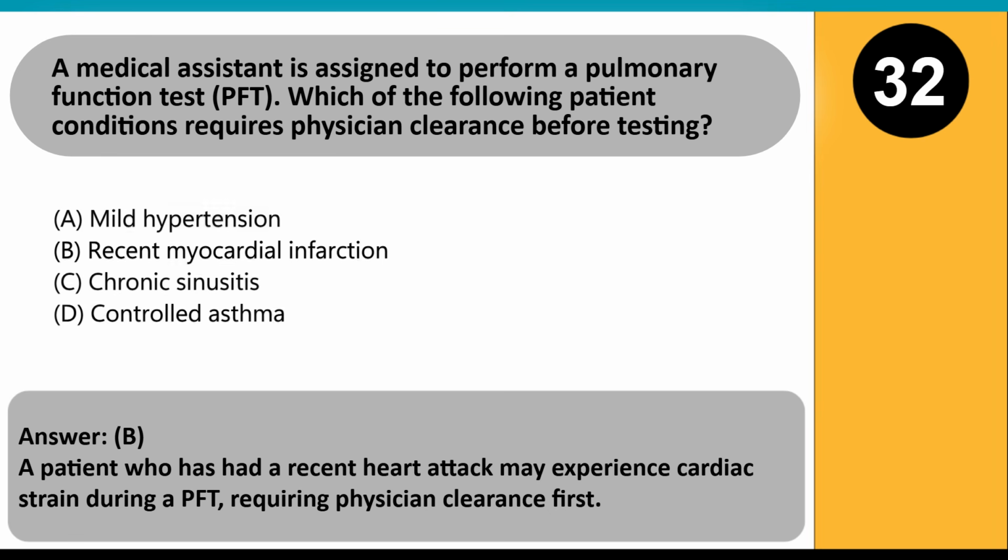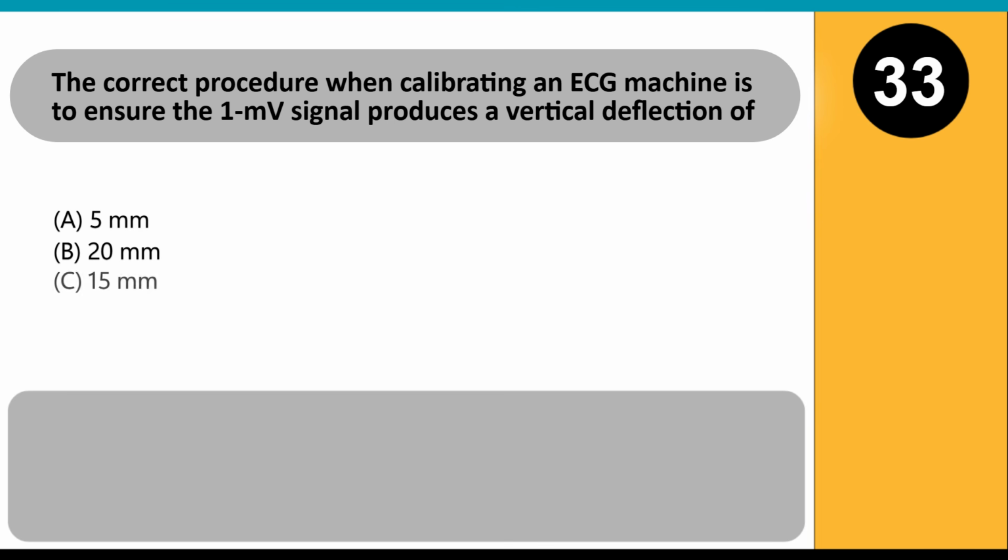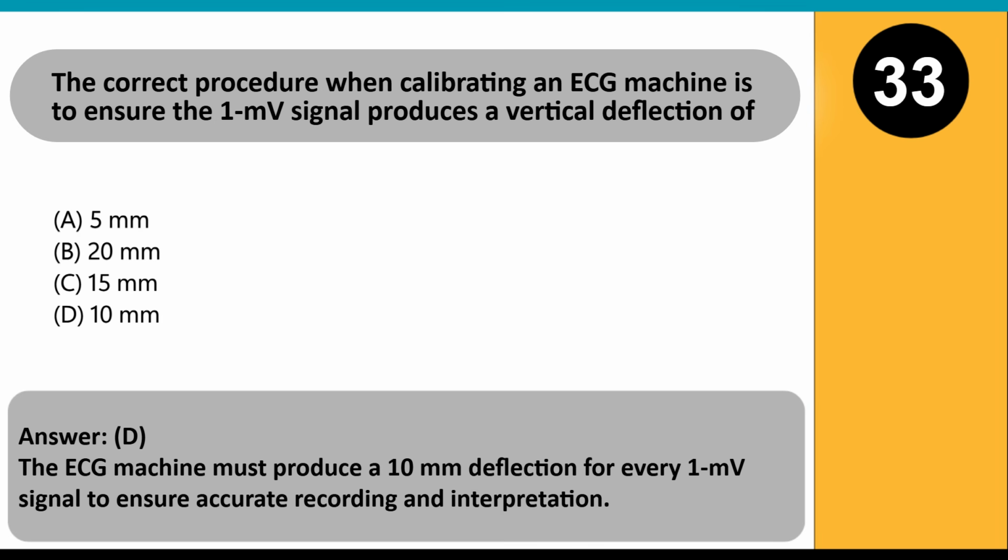The correct procedure when calibrating an ECG machine is to ensure the 1 mV signal produces a vertical deflection of A. 5 mm. B. 20 mm. C. 15 mm. D. 10 mm. Answer: D. The ECG machine must produce a 10 mm deflection for every 1 mV signal to ensure accurate recording and interpretation.